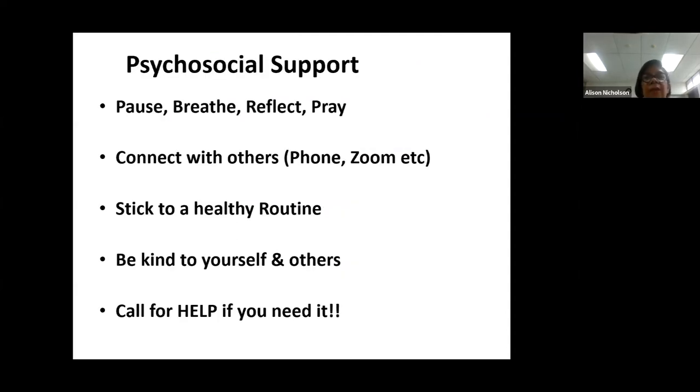Now, what about psychosocial support? As I said before, this is a very challenging time. We've never been through a time like this. Our whole world has turned topsy-turvy, and we have to just make all the effort that we can to adjust to the challenges that we're facing and come out on top, come out stronger, come out victorious, come out feeling like you can't be conquered because you're here to conquer the world, as it were.